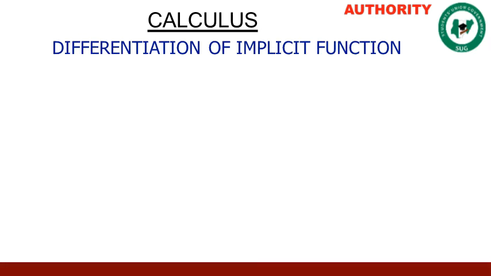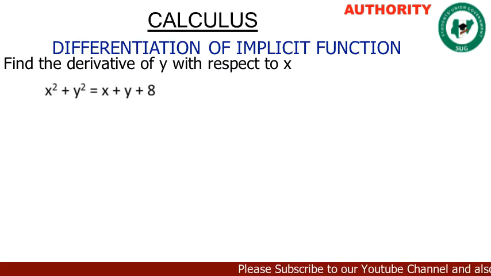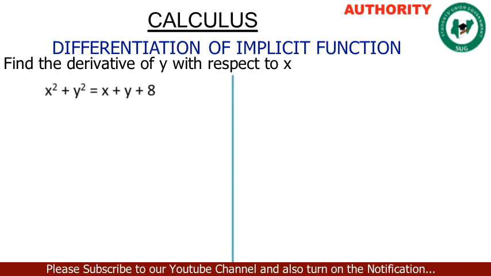Alright, let's take this question. Find the derivative of x squared plus y squared is equal to x plus y plus 8. Okay? We are asked to find the derivative of this function with respect to x. Now let's go. We have differentiating with respect to x.